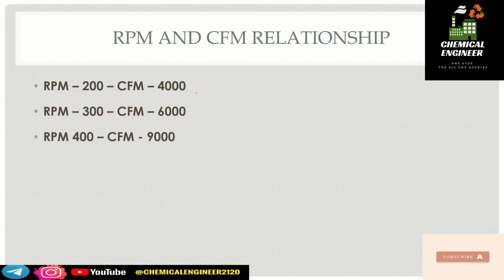Then the RPM and CFM relationship. If you are running a fan at 200 RPM, the CFM it will give is 4000. If it is 300, then we have 6000. If it is 400 RPM, then it will give 9000 CFM.